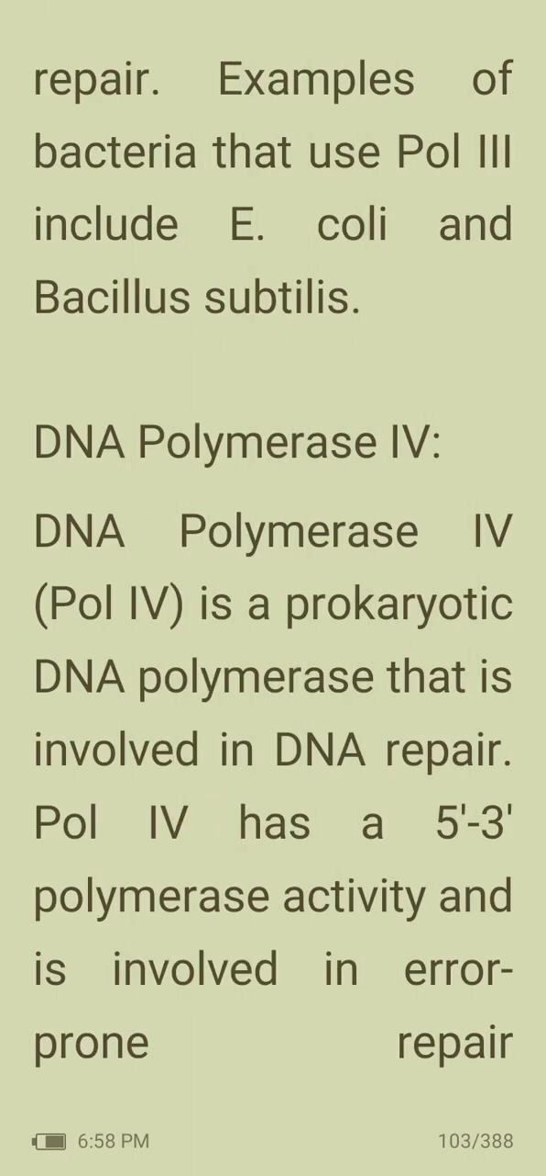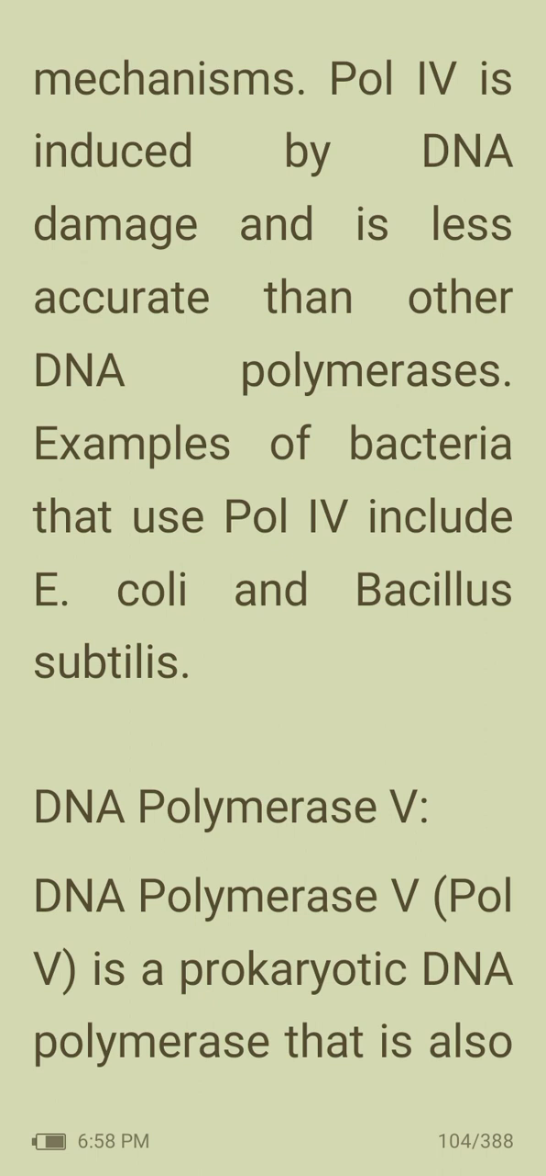Examples of bacteria that use Pol 3 include E. coli and Bacillus subtilis. Then DNA polymerase 4. DNA polymerase 4 is a prokaryotic DNA polymerase that is involved in DNA repair. Pol 4 has a 5' to 3' polymerase activity and is involved in error-prone repair mechanisms. Pol 4 is induced by DNA damage and is less accurate than other DNA polymerases.